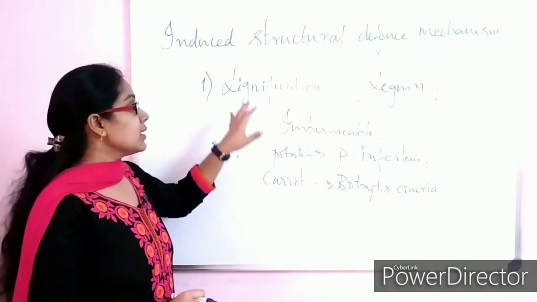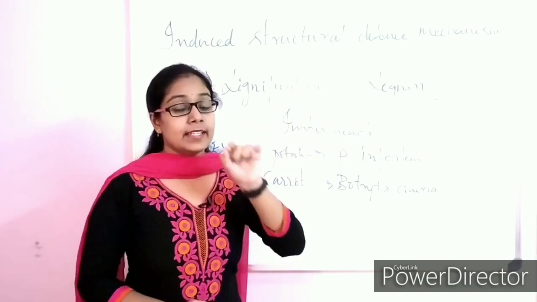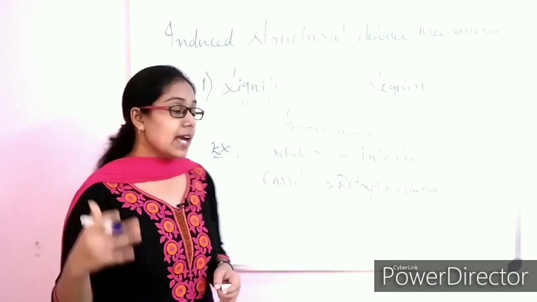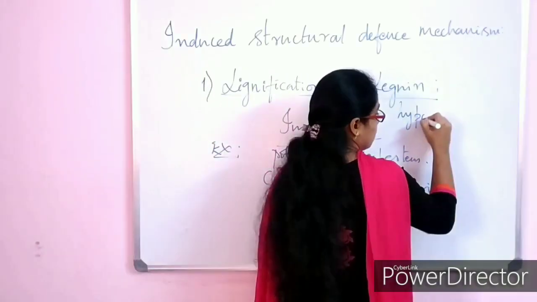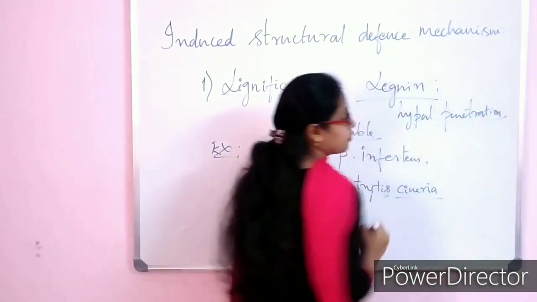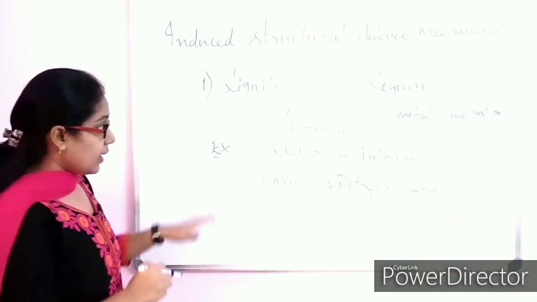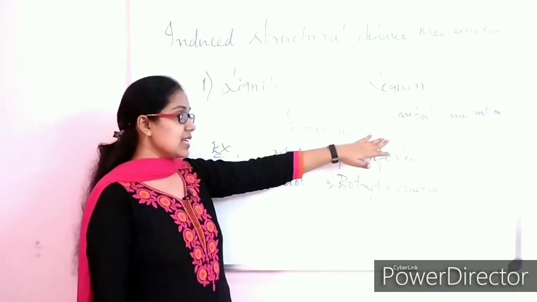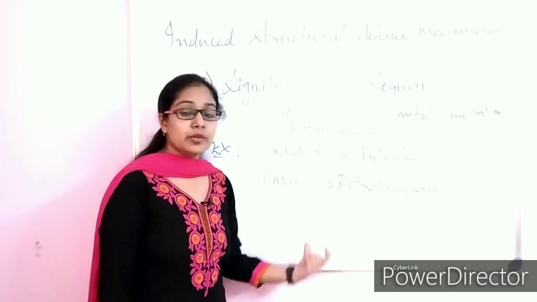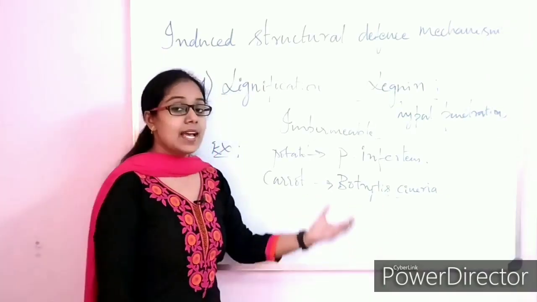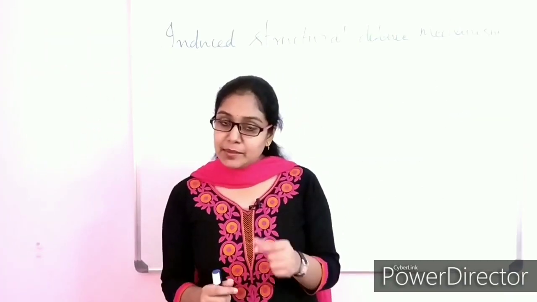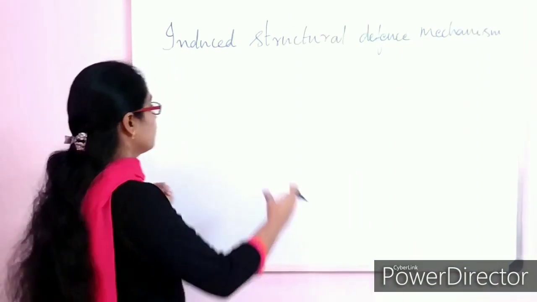So one thing you just remember: lignification, the deposition of lignin in the cell walls, provides protection against or acts as a barrier against hyphal penetration. And these lignified cells act as an impermeable membrane, or are quite impermeable to nutrient substances. As a result, nutrients cannot move from one cell to another, and this leads to starvation of the pathogen. Getting? Now we'll move on to the second barrier, that is suberization.